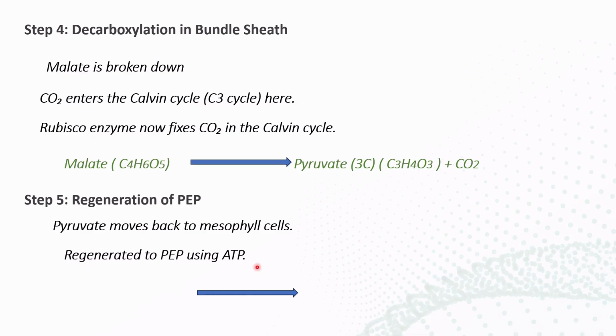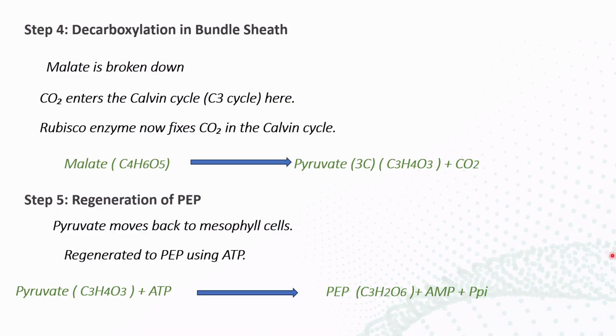So it is regenerated to PEP by utilizing some energy. If you see these pyruvate molecules, with the help of adenosine triphosphate they form PEP, that is phosphoenol pyruvate molecules, by using some phosphate ions in the form of ATP. Okay, so like this the whole process will occur in the C4 pathway. In the C4 pathway, you can see the formation of water molecules and carbon dioxide, and the carbon dioxide which is evolved in this C4 pathway is helpful for the C3 pathway, which occurs in the bundle sheath cells itself.